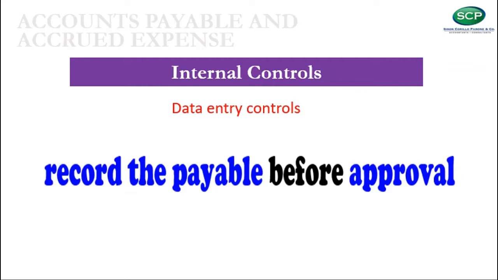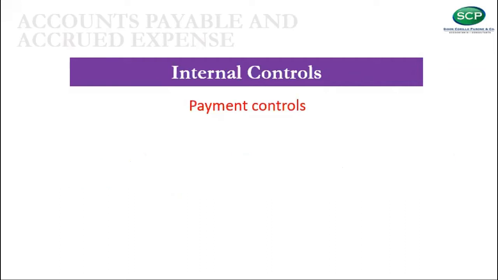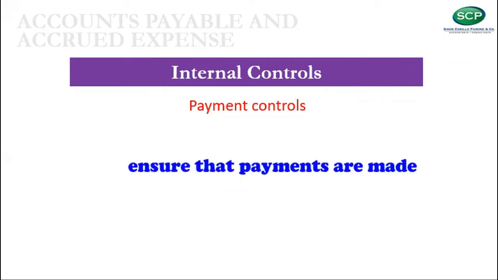So the next category of internal controls is payment controls. The controls under this category aim to ensure that payments are made properly. Since payment through checks is still the most preferred way of paying obligations due to the audit trail it provides, our discussion of controls will focus on this payment type.